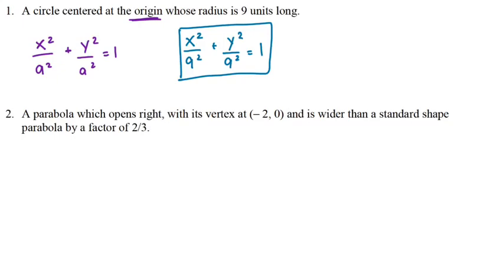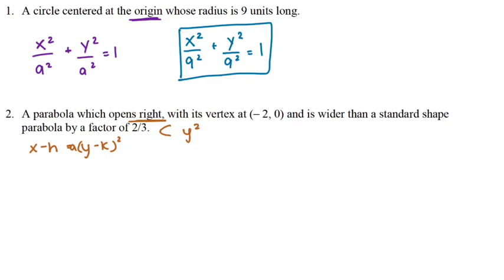Okay, example number 2 here. We've got a parabola which opens to the right. It has its vertex at -2, 0, and is wider than a standard shaped parabola by a factor of 2/3. So before I do anything, think about the equation for a parabola that opens to the right. A parabola that opens to the right has the value of y being squared. So that standard equation is going to look something like this. X minus h is equal to y minus k squared, and then don't forget the stretch goes in front there.